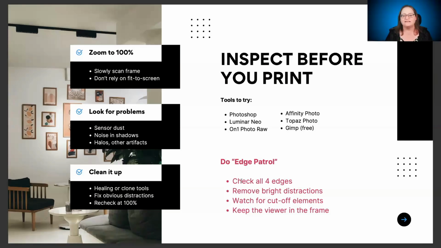The other thing I would recommend is doing edge patrol. When you're looking at an image, especially if you're going to have it going edge to edge, you want to check all four edges of your print. Anything that's really bright at the edges, try to clone that out or maybe crop it out, because the brightest point in an image is where your eye is going to go. So if that is on the edge, it takes your viewer right out of your picture. Watch out for cut off elements, things that feel awkward or unnatural where they're cropped, and just try to keep your viewer in the frame.